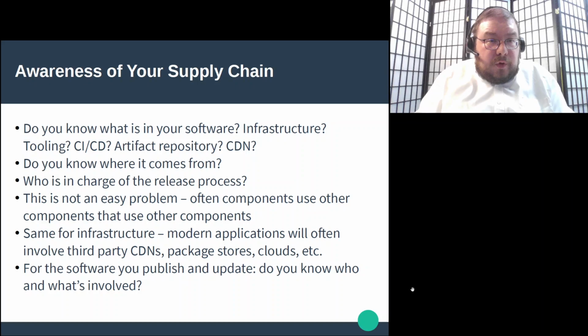What can we do? Before we can even talk about solutions to supply chain attacks, one of the things that's very important is awareness. Do you know what's inside your software? What's in your infrastructure? What's inside your tooling, your CI/CD system, your artifact repository, CDNs? Do you have awareness of all the different pieces that are used to build your software, or all of the different infrastructure that supports it? And once you know what it is, do you even know where it comes from? If you have a release process, which I hope you do, who is in charge of it? What's involved in getting raw source code into an actual release? These are not easy problems to solve.